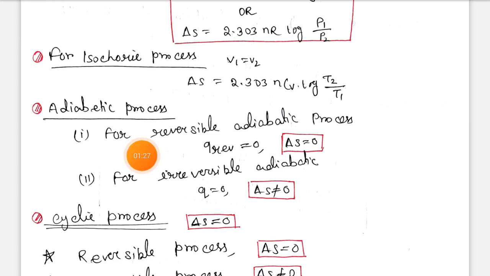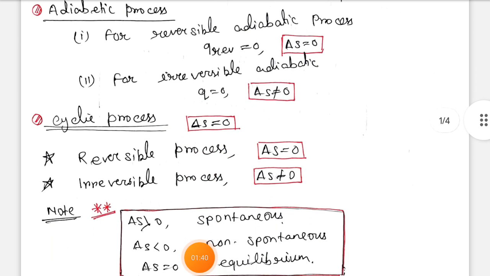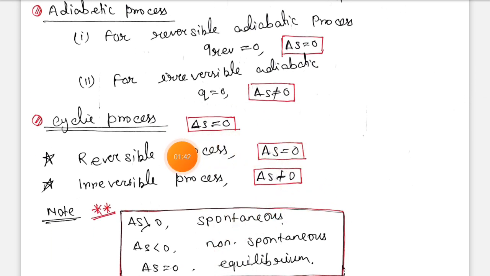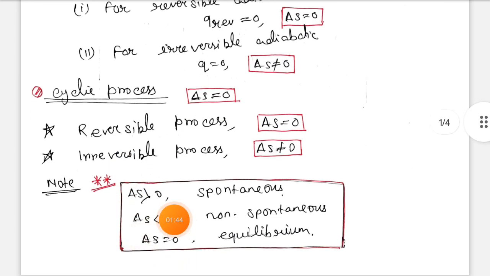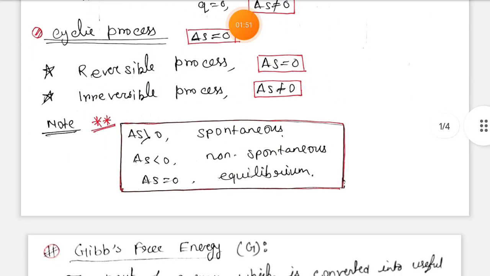Next, adiabatic process. For a reversible adiabatic process, Q reversible is equal to 0, so delta S is equal to 0. For an irreversible adiabatic process, Q is equal to 0, but delta S is not equal to 0. For a cyclic process, delta S is equal to 0. For a reversible process, delta S is equal to 0, and for an irreversible process, delta S is not equal to 0. These are very important from the exam point of view.